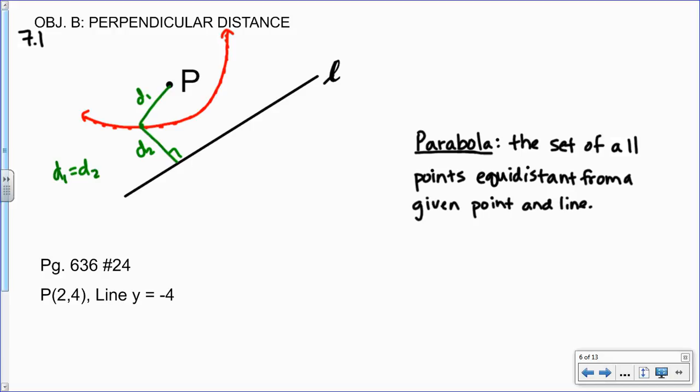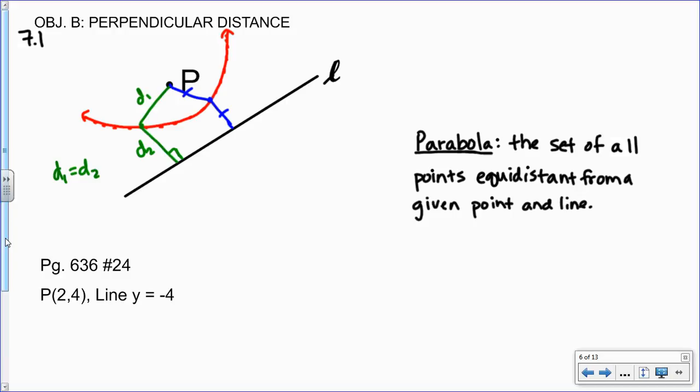The shortest distance from a point to a line is a perpendicular distance. So not like the point to the parabola, but from the parabola to the line, that will always be a perpendicular distance. Same thing, if I pick a point over here, okay, then this distance and this distance are the same. Okay, that is the definition of a parabola. So any point along that parabola is equidistant from the point and the line.